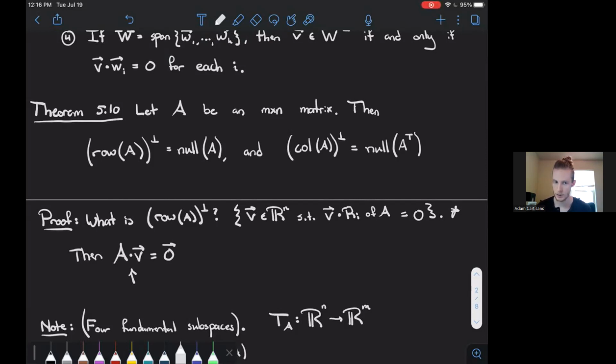Wait a second, I took a matrix and multiplied it by a vector and got the 0 vector. The vector is inside the null space. Yeah. In fact, that's the definition of the null space. Every vector in the null space satisfies exactly this property. So the answer is the null space of A.